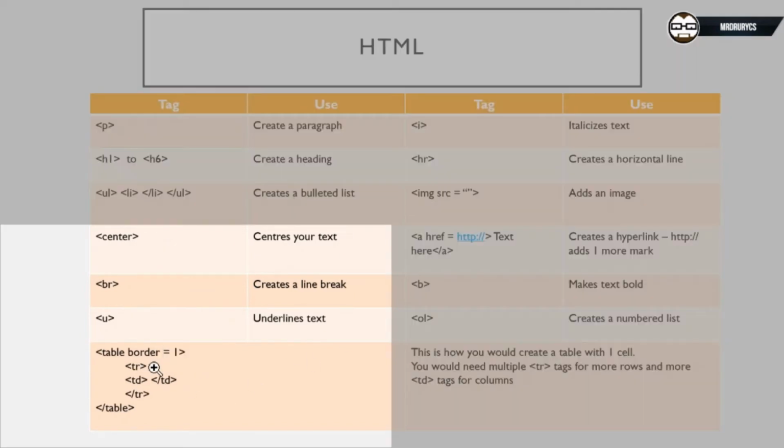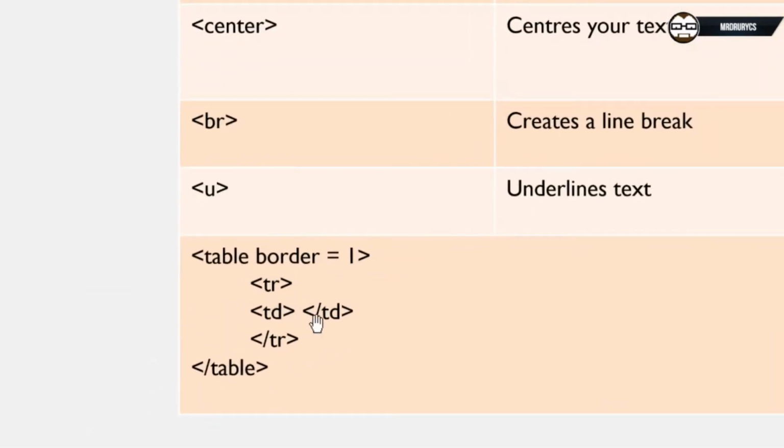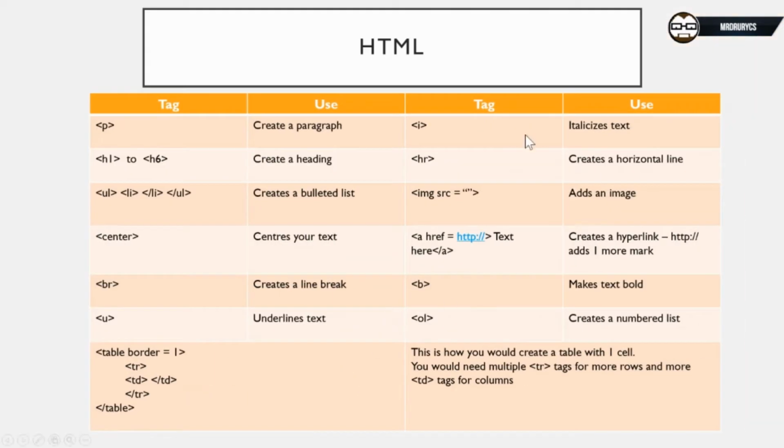Now, if I zoom in here, that bit of code would make a table with just one box, okay? So you do table border equals 1 so you can see it. You do TR, which makes one row, and then TD is like one cell, one square, okay? I for italics, HR for horizontal line, or horizontal rule.